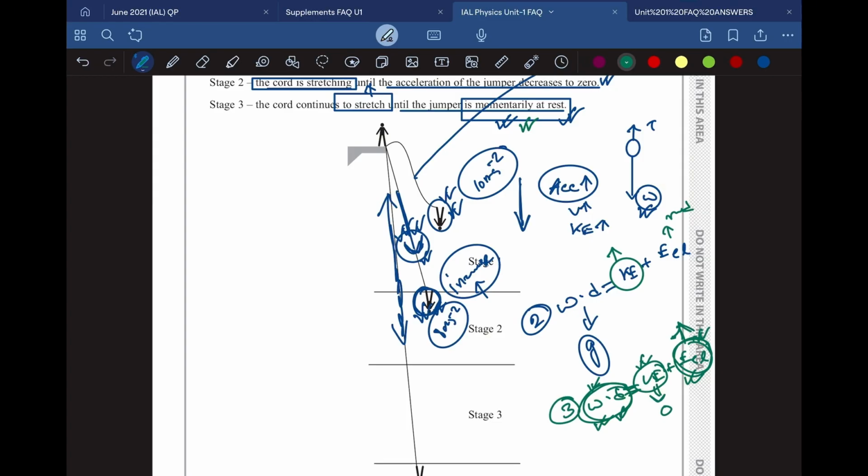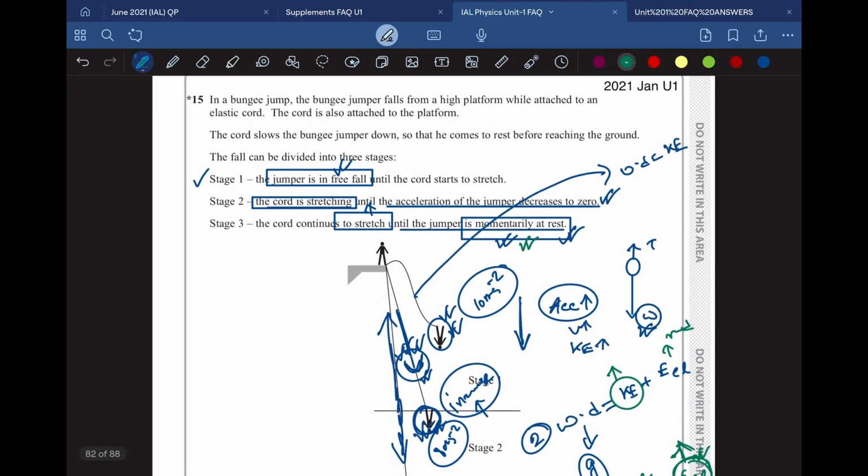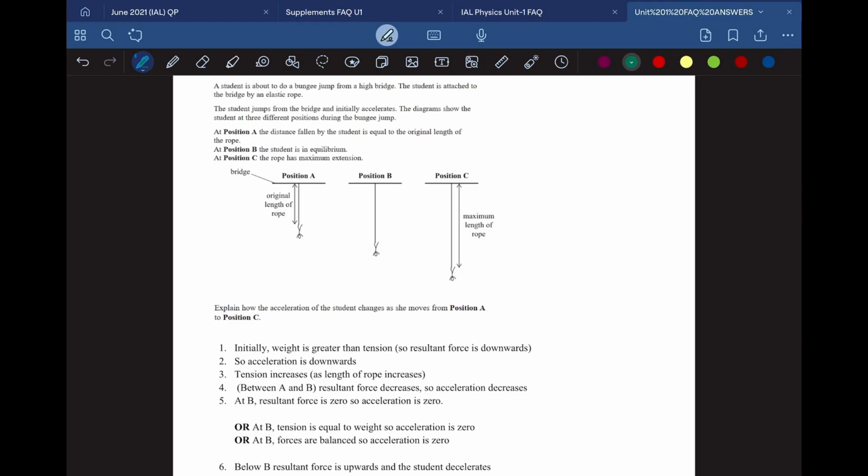Now this was a very common question, and these types of questions have been asked in several years. This was a 2021 January Unit 1 question, and the same type of question was repeated in another year as well, in 2024 October. In this question they have said a student is about to do a bungee jump from a high bridge. The student is attached to the bridge by an elastic rope. The student jumps from the bridge and initially accelerates. The diagram shows the student at 3 different positions during the bungee jump. At position A, the distance fallen by the student is equal to the original length of the rope.